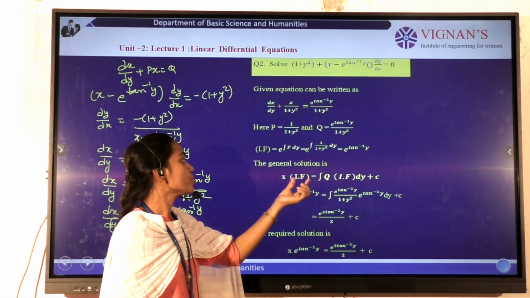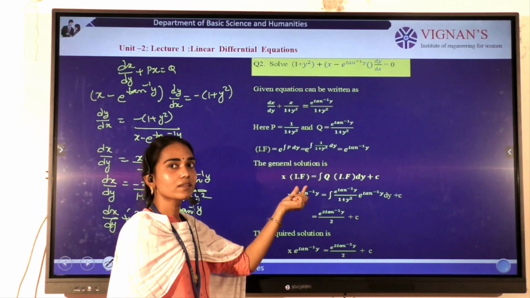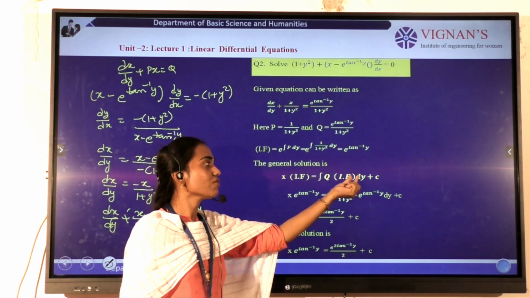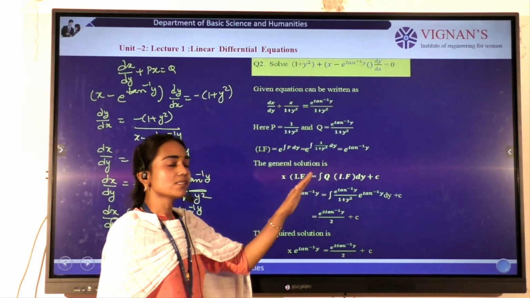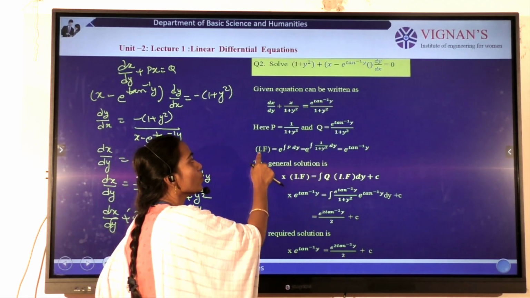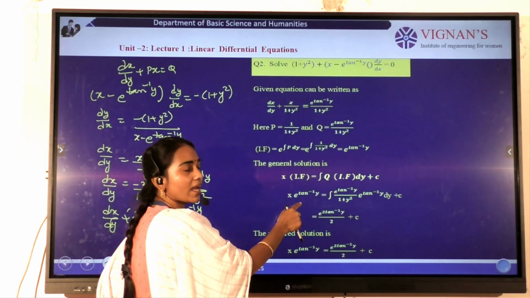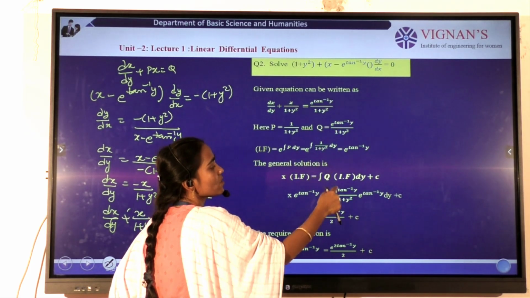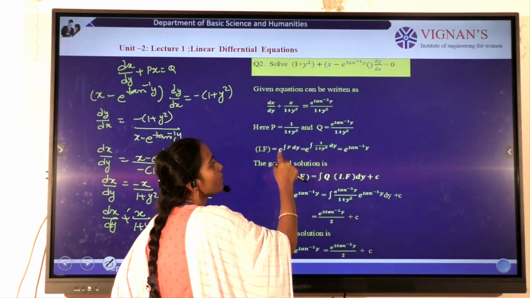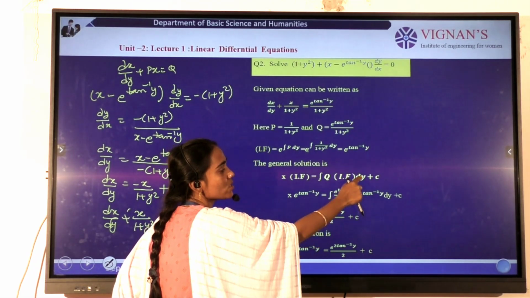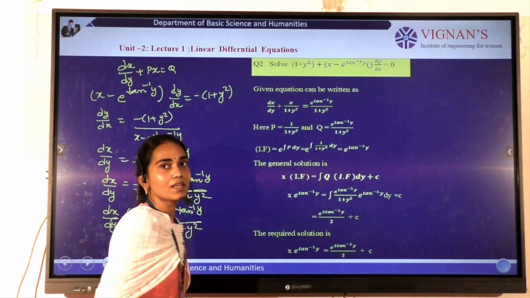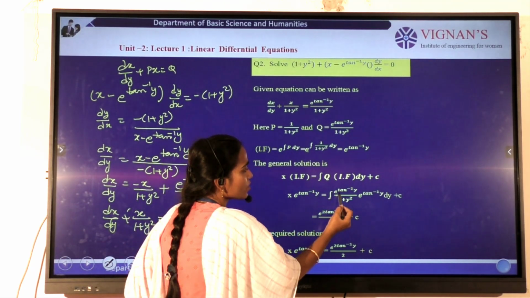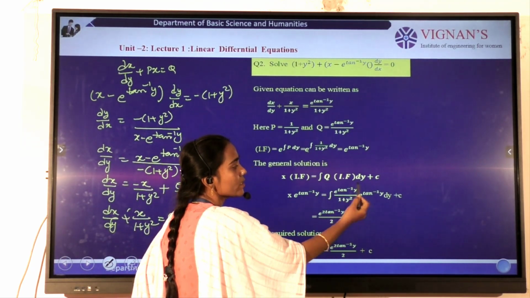Next, the general solution is x into integrating factor equals integral q into integrating factor into dy plus c. This is the general solution. x into integrating factor, e power tan inverse y, is equal to integral q. Our q is e power tan inverse y by 1 plus y square into our integrating factor e power tan inverse y into dy plus c. Next, we have to solve this integration.